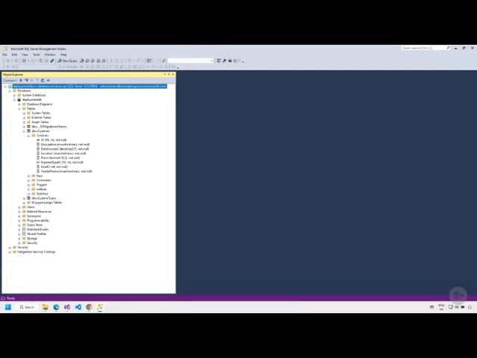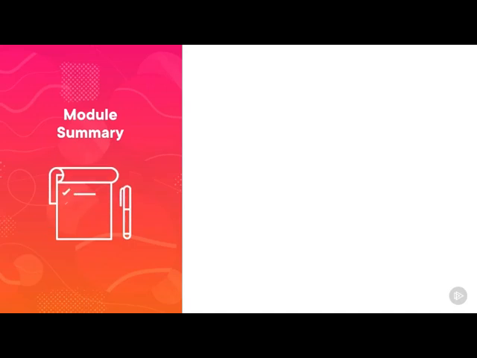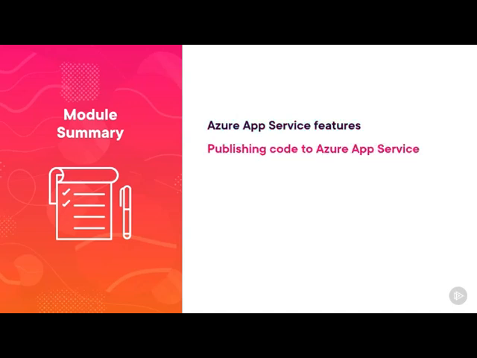Next, let's have a review of the course. We've come to the end of the course. Let's have a quick review of what we covered. First, you learned about Azure App Service and its features for deployment and hosting, like deployment slots and authentication. Next, you learned about different ways to publish your .NET Core projects to Azure App Service, like using the Publish feature in Visual Studio, using FTP, zip deploy, and publishing containers.